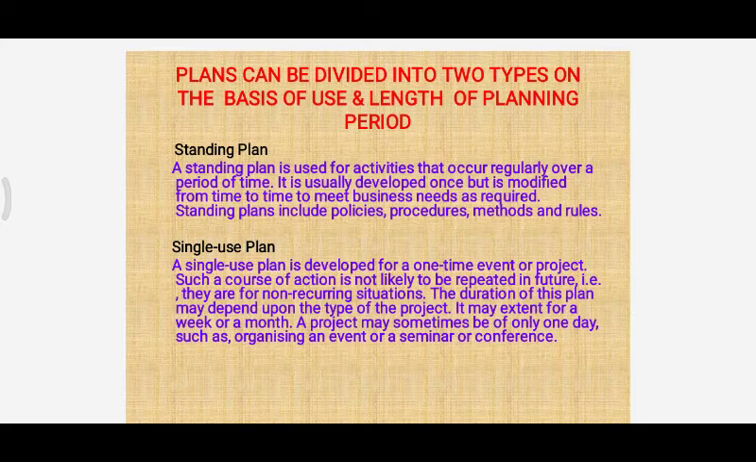Second type of plans are single use plans. These are the plans which are developed for a one-time event or a one-time project. Such a course of action is not likely to be repeated in future, which means that these plans are made for non-recurring situations.